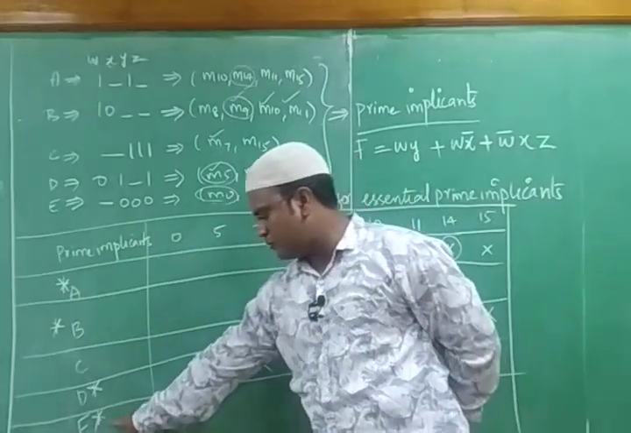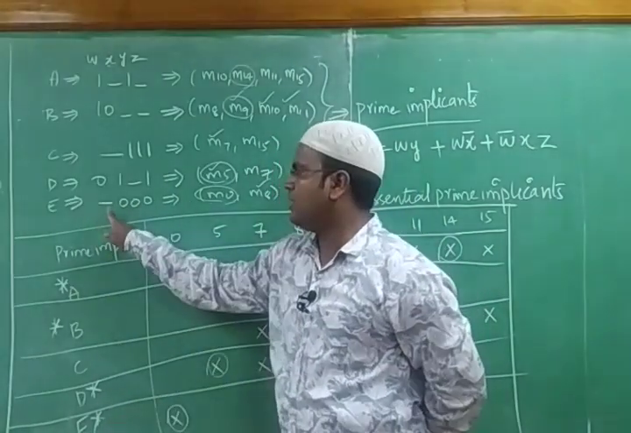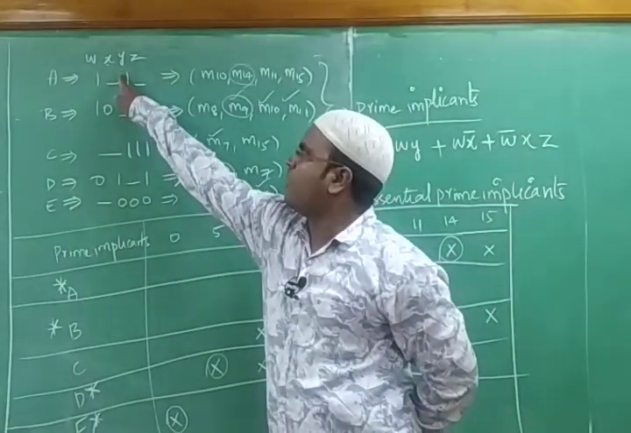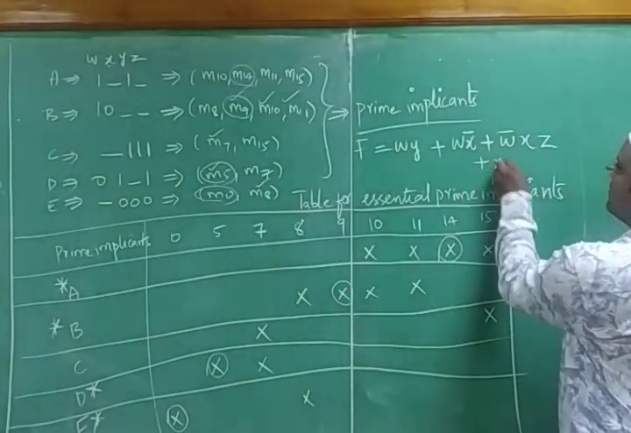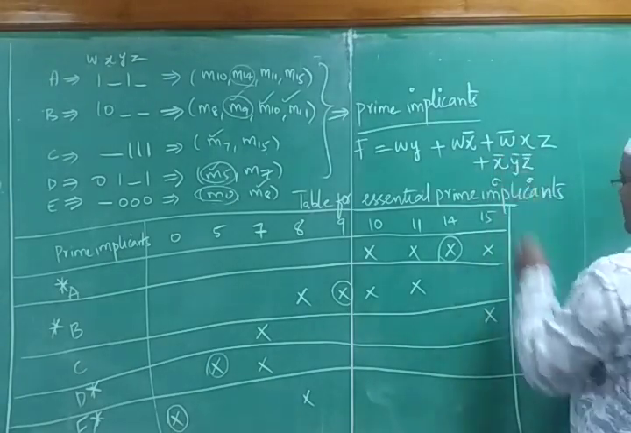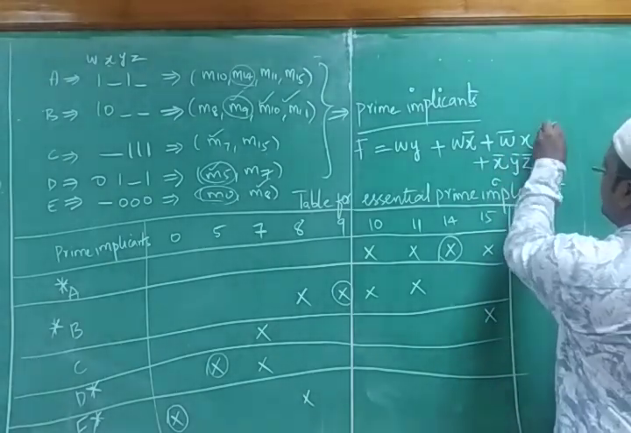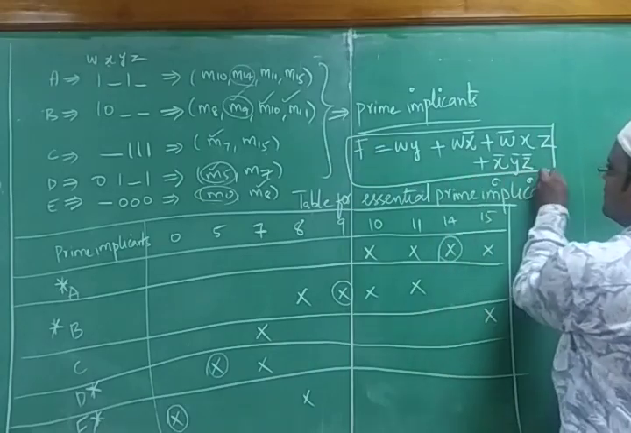So likewise we do have an asterisk for E. So E is what? X bar, Y bar and Z bar. So what is the answer for this? Plus X bar, Y bar and Z bar. So this is the whole complete answer for this tabular method.